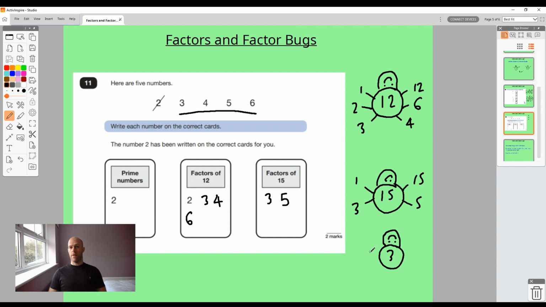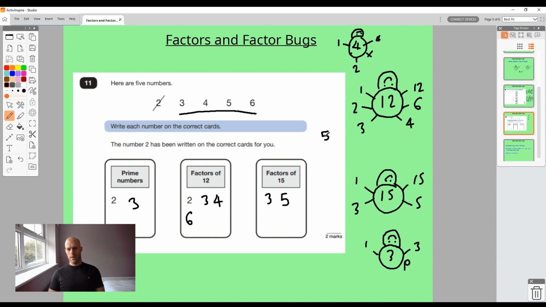Small number, so there's not going to be very many factors. 1 and 3. 2's not in there. It's got 2 factors, so it is prime. 4. You might not even need to draw a factor bug for this. Very strange. They're getting weirder as we go on. 1 and 4, and then you could just do a little tail for 2, because 2 times 2. It's got 3 factors, so it's not prime.